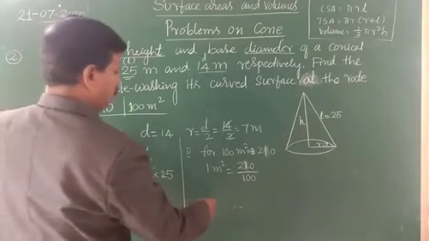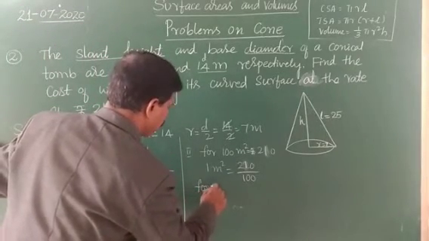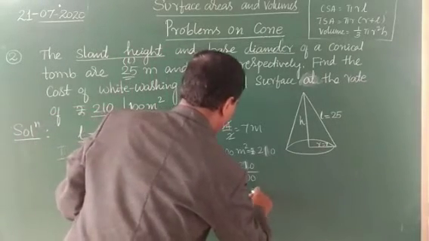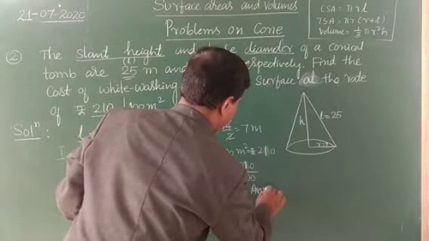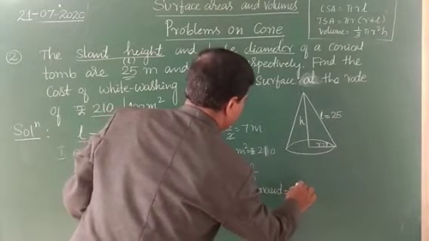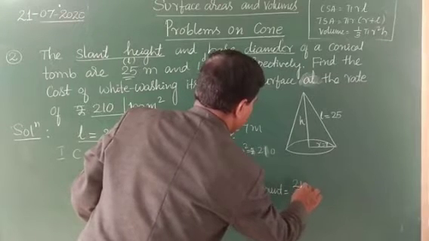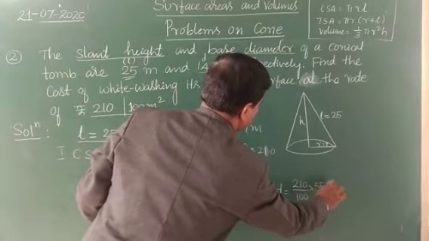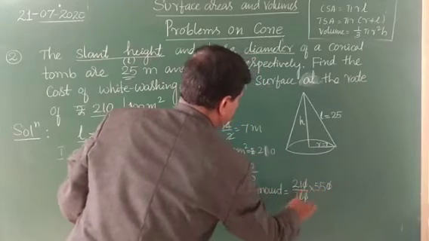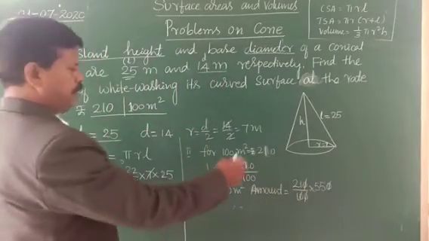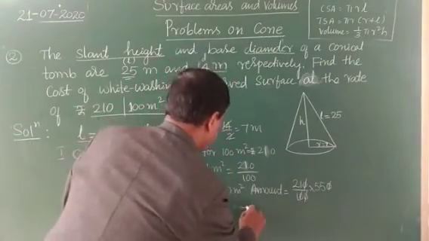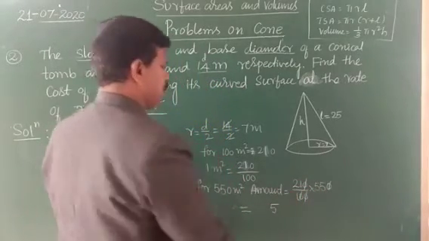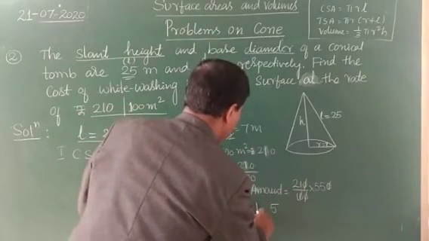Now for 550 square meter, amount equals 210 by 100 into 550. So 10, 10 get cancelled. Now multiply this. 55 ones are 55. 55 twos are 110 plus 5, 115.